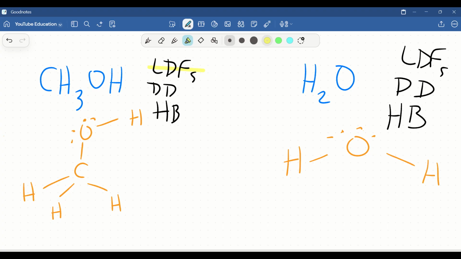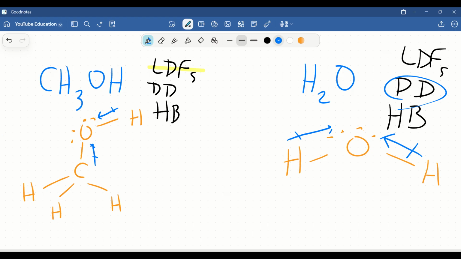However, water is more polar because the dipole in water, the oxygen gets a stronger dipole because the electronegativity difference between oxygen and hydrogen is far greater than that of oxygen and carbon. So the dipole is strong, but not as strong in oxygen and carbon. Therefore, the dipole-dipole in water is stronger.